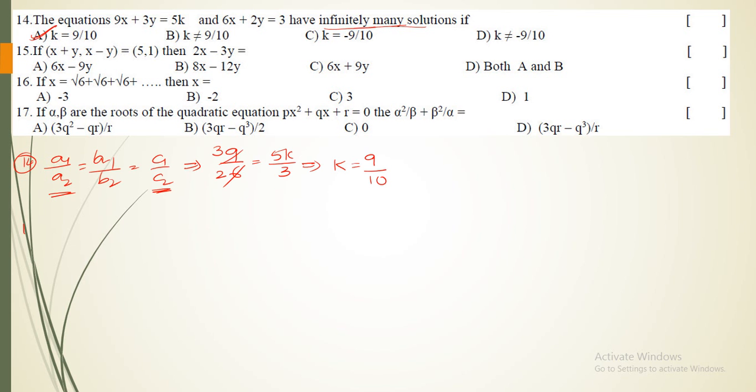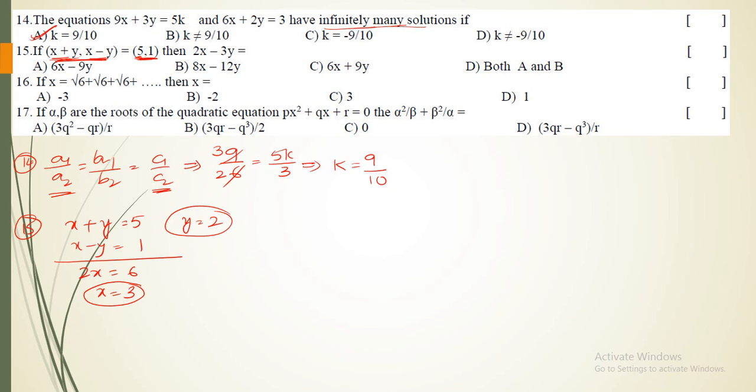Next, the 15th one. What did he ask? x plus y comma x minus y. This is one ordered pair and it is equal to 5 comma 1. When two ordered pairs are equal, their corresponding first coordinate will be equal to the first one and the second will be equal to the second one, right? From this clearly I can say x plus y is equal to 5, x minus y is equal to 1. On adding these two, I am going to get 2x is equal to 6, x is equal to 3. If x is equal to 3, clearly y is equal to 2. So x is equal to 3 and y is equal to 2.